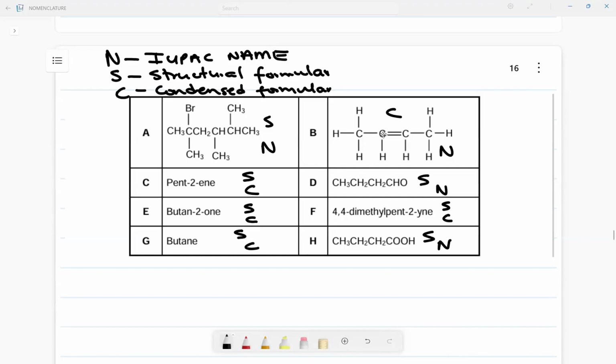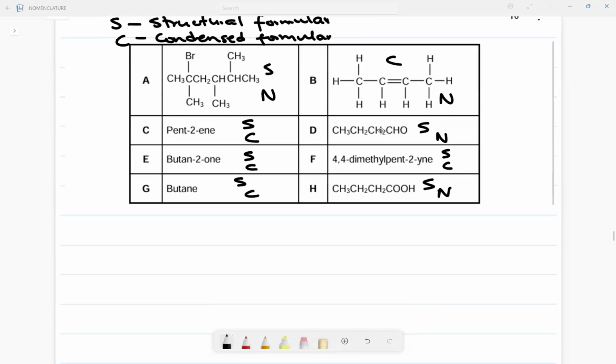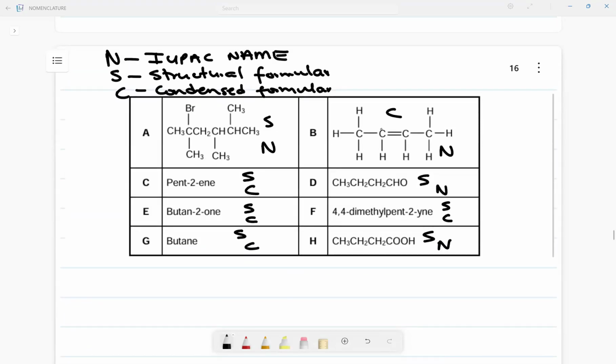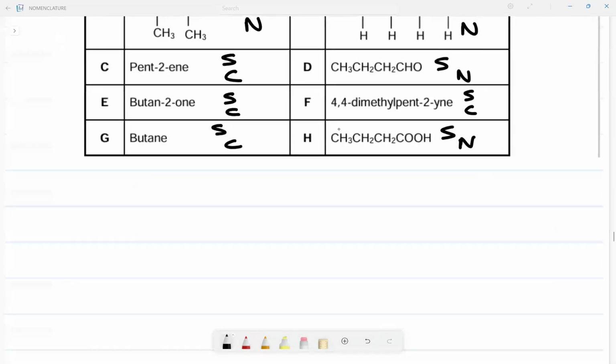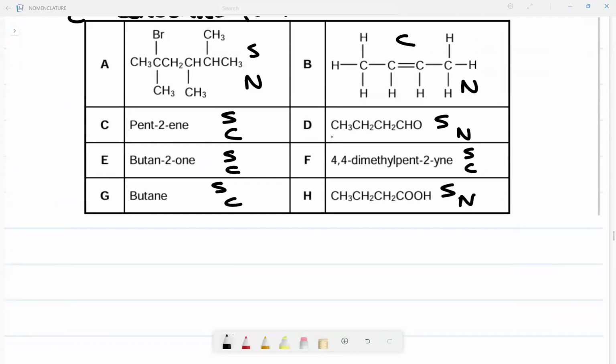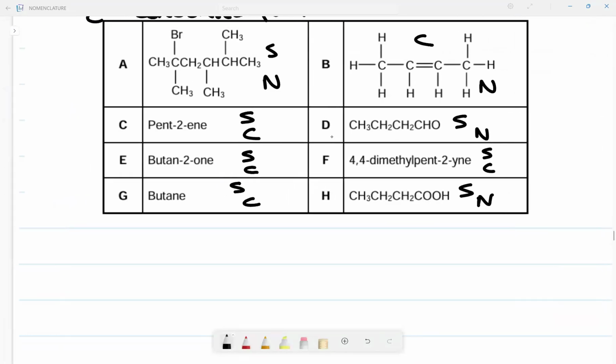Now, I want this video to be a specific video whereby we will be learning how to take the table that we normally get when we deal with organic chemistry in question 2 and get its name, the IUPAC name, the structure, or the condensed formula. Okay, so let's just dive into it. N means IUPAC name, S means structural formula, C means condensed. So we're going to do that for the following molecules. Okay, let's look at A.